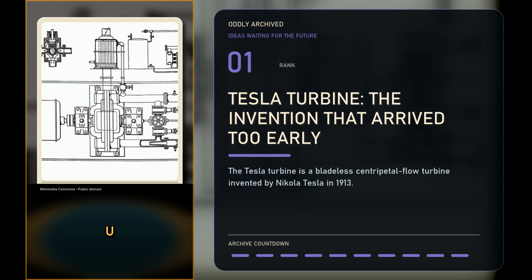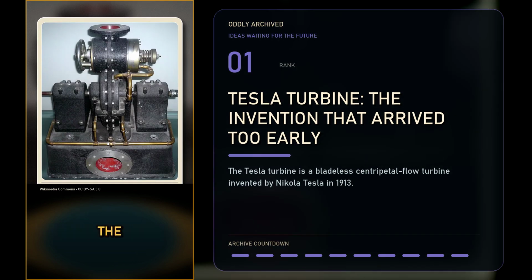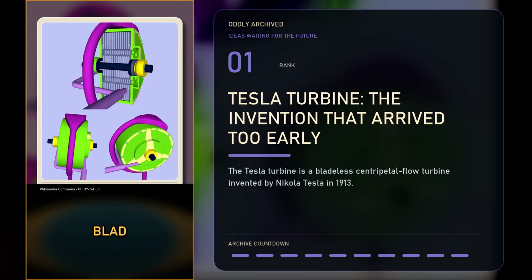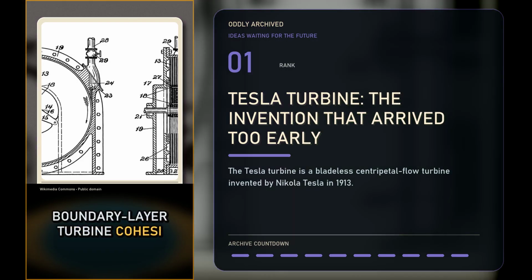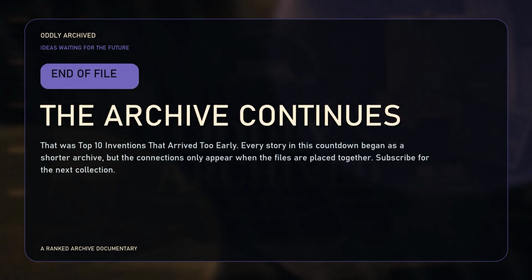The Tesla turbine uses the boundary layer effect, instead of the method employed by more conventional turbines, wherein a fluid acts on blades. The Tesla turbine is also referred to as the bladeless turbine, boundary layer turbine, cohesion type turbine, and Prandtl layer turbine. That was top 10 inventions that arrived too early.